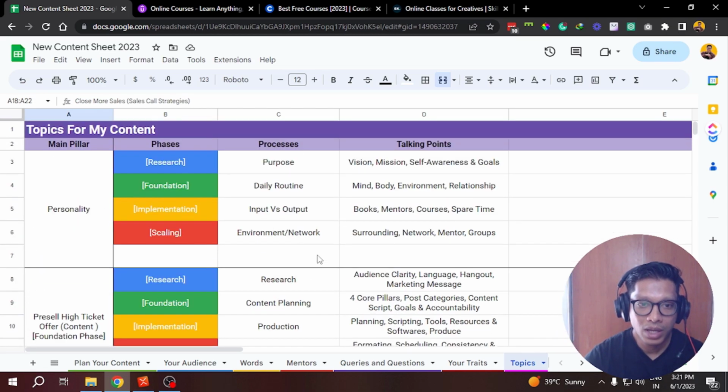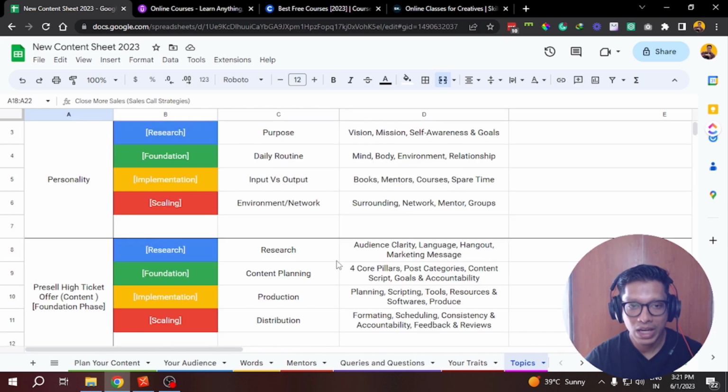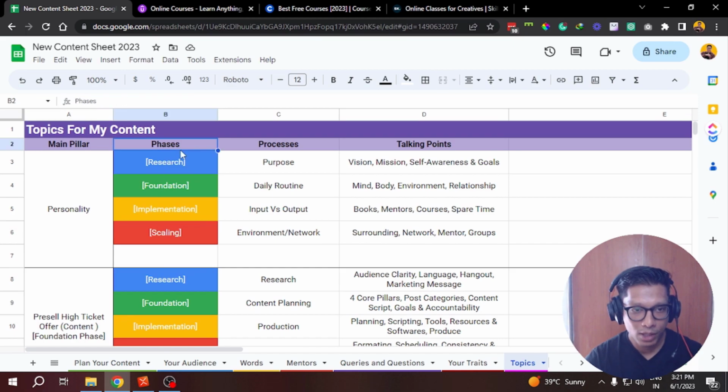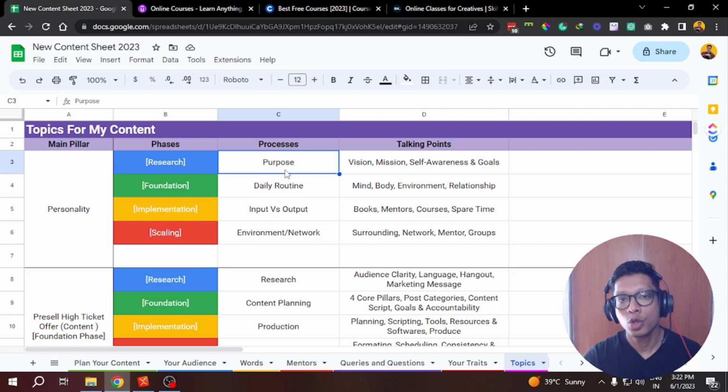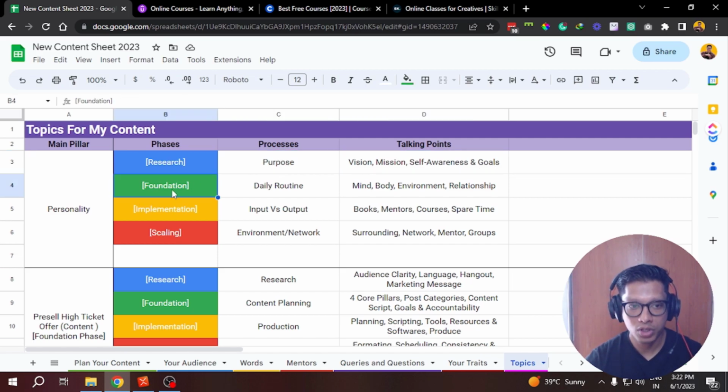Okay. Now, you'll see that I've divided all these phases into 4 different parts as well. Okay. So my phase 1 is all about research. So in research, we are talking about what is your purpose with your course, with the business that you have, what kind of vision you have, what kind of mission you have, what kind of goals you want to achieve. Okay, so this is purpose. Now research is done. Second is foundation.